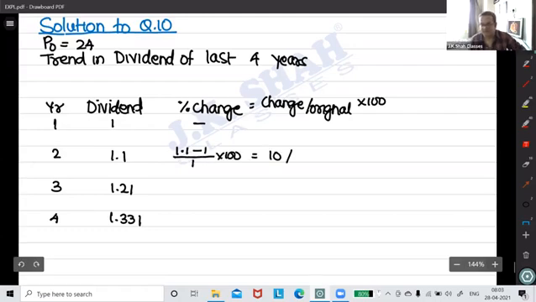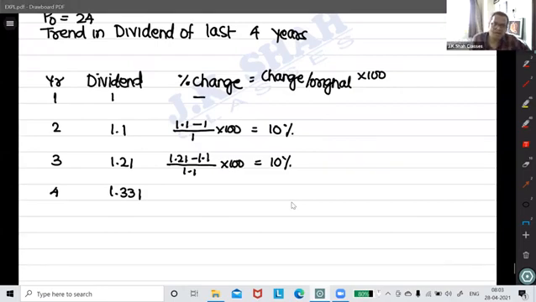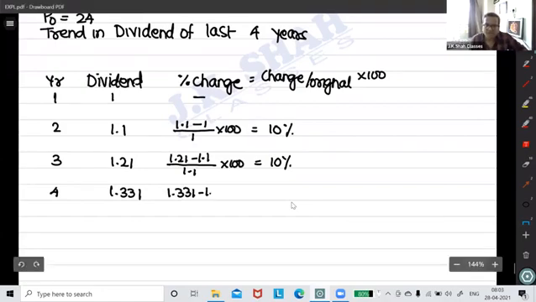You get 10%. Again you can write from second year to third year: 1.21 minus 1.1 upon 1.1 original into 100. Again you calculate 10%. Is it coming at 10% every year? Okay, good. So 1.331 minus 1.21 upon 1.21 into 100. Again 10%. So what we can say?